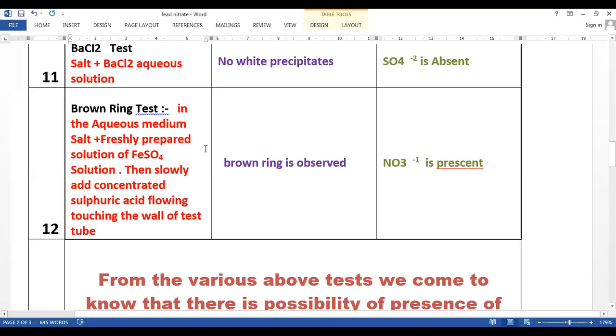So once again, I am going to read the test for you. In the aqueous medium of salt, freshly prepared solution of FeSO4 is added. Then slowly add the concentrated sulfuric acid, flowing, touching the wall of the test tube. Brown ring is observed. Have you all seen the brown ring?